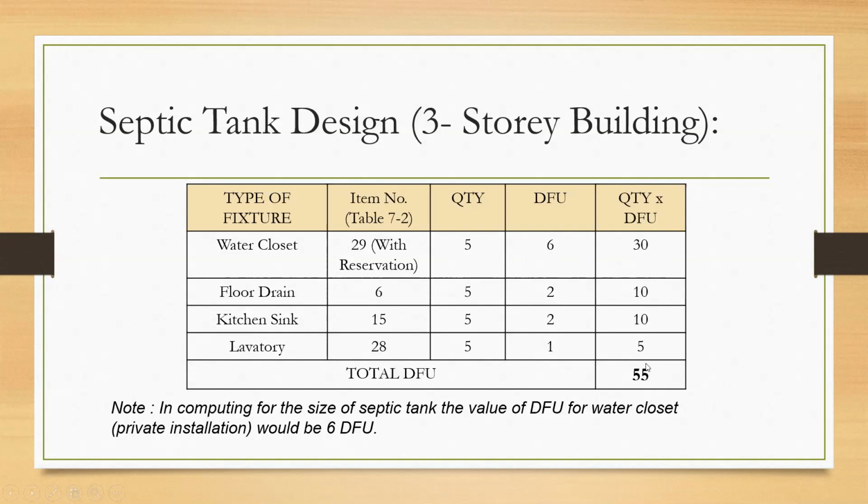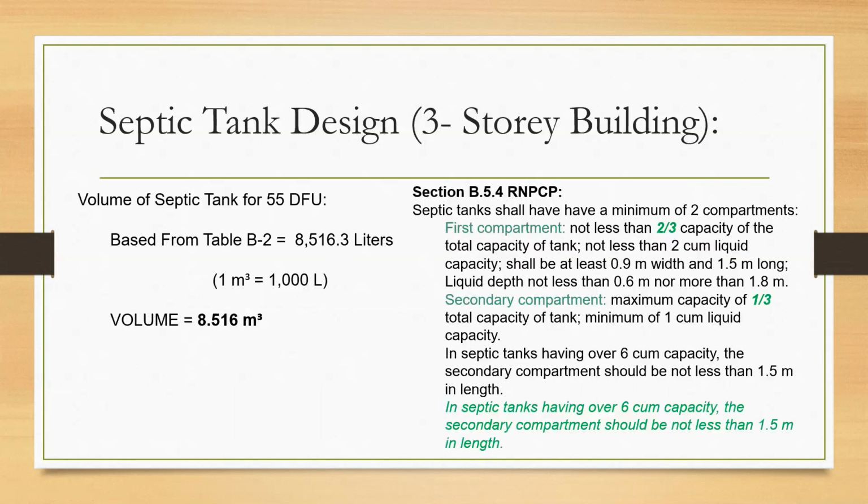So, hanapin po natin doon sa table naman, pinakita natin kanina, ano yung value ng volume sa 55 DFU. So, ilan po yon? Ang sabi po sa table, 55 DFU, sumakto po tayo dyan. So, is equivalent to 8,516.3 liters. 1 cubic meter is equivalent to 1,000 liters. So, the volume in terms of cubic meter is equivalent to 8.516 cubic meters.